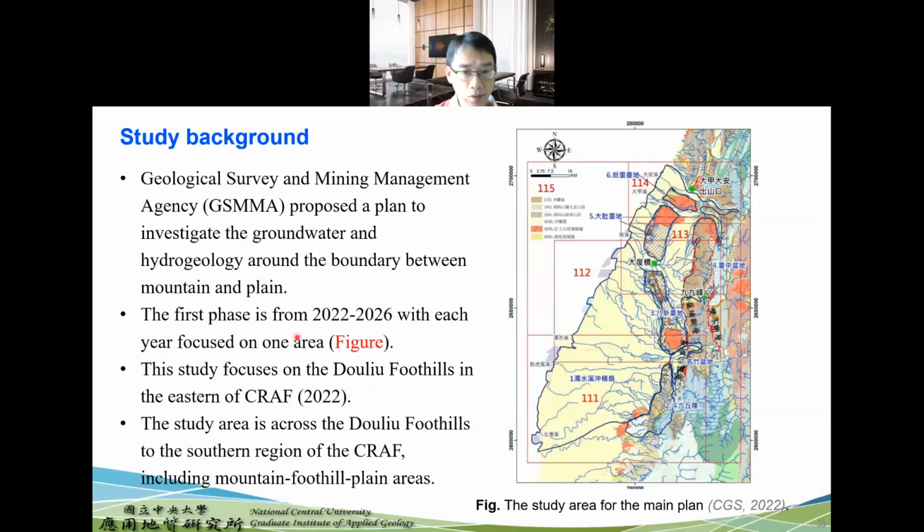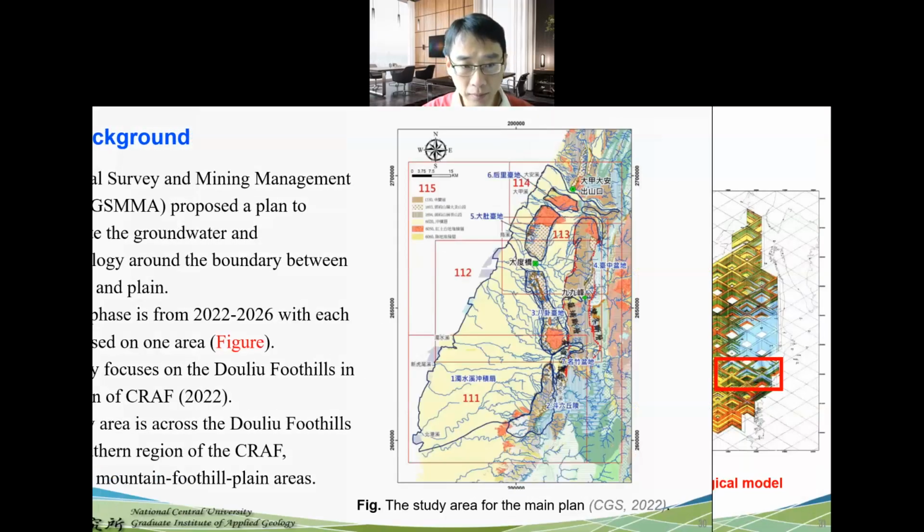This first phase is from 2022 to 2026, with each year focusing on one area. This study focuses on the Dodo foothill, which is in the southern Joshua River alluvial fan. The study area is across the Dodo foothill to the southern region of the Joshua River alluvial fan. In our study, we will use cross sections from the little mountains and foothill, and then go to the plain area to see what the water flow behaviors look like.